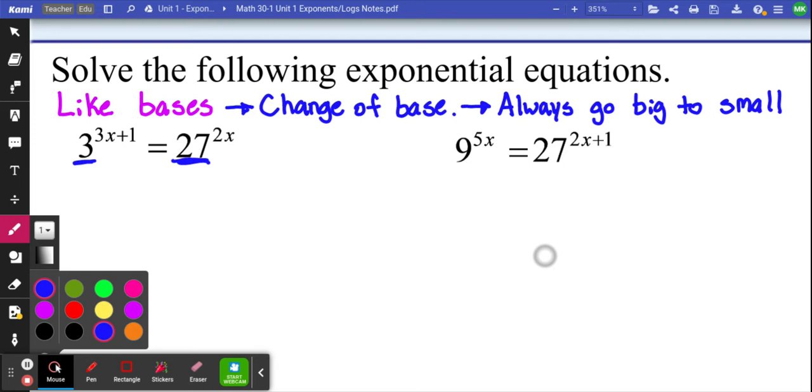So it should look like this. 3 to the power of 3x plus 1 equals 3 to the power of 3, there's my change of base, I've done it in blue, to the power of 2x. Always go from big number to small number. Don't change the small one to become big.